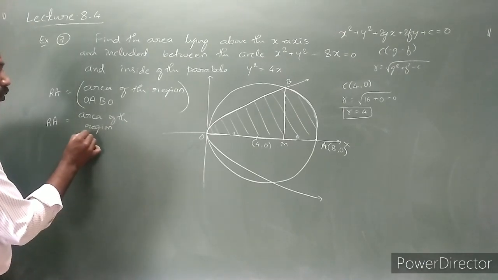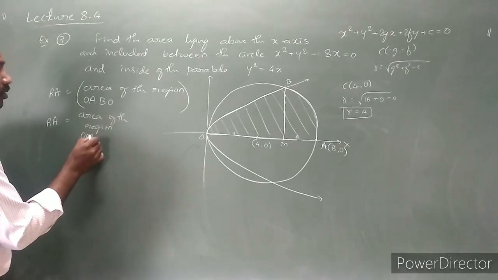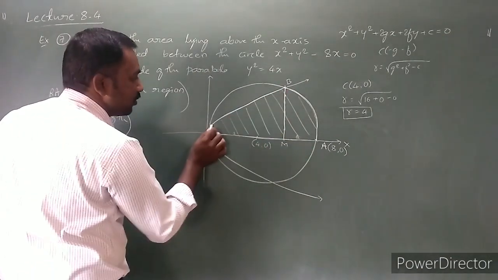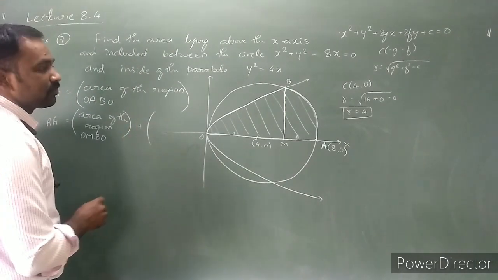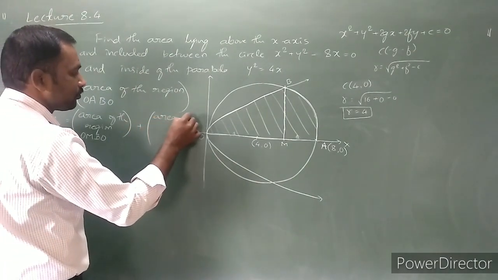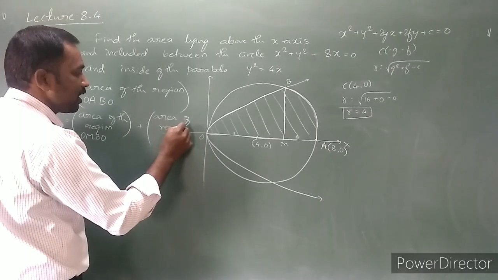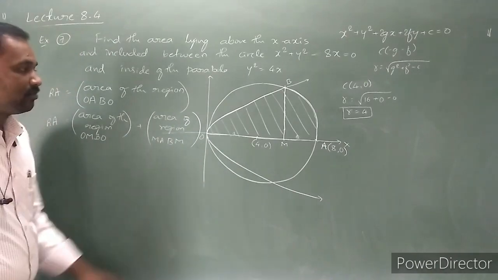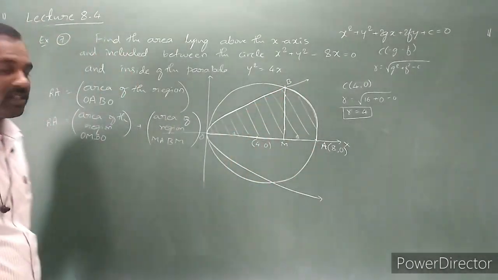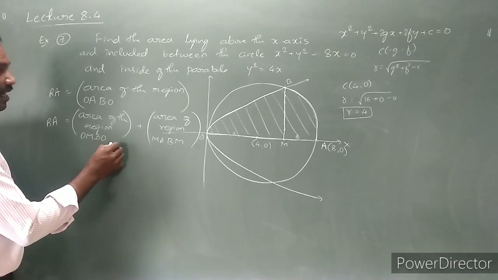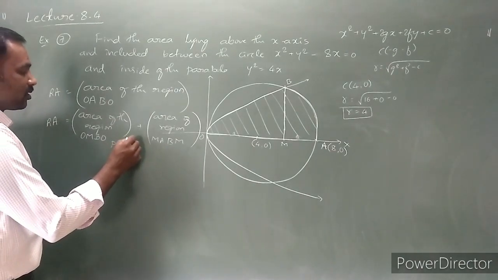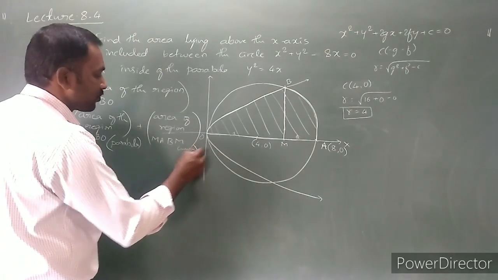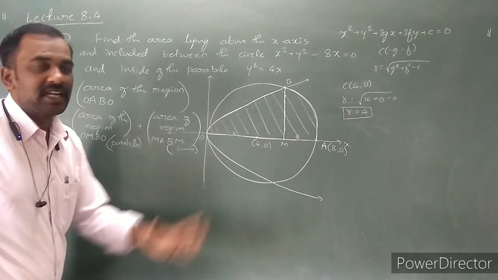Area of the region OMBO, this area, plus the area of the region MABM. Is that clear? So this is nothing but the area under the parabola, we use this, and here the area under the circle. Area under the parabola plus area under the circle.